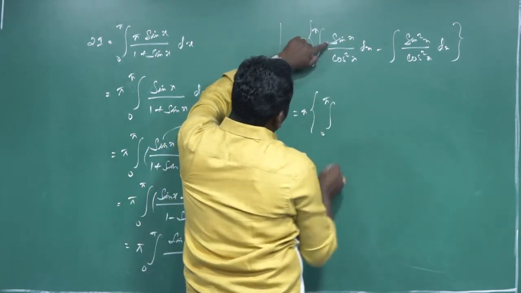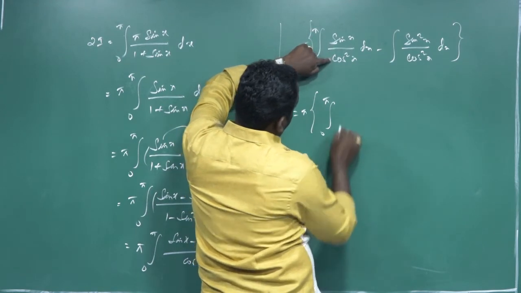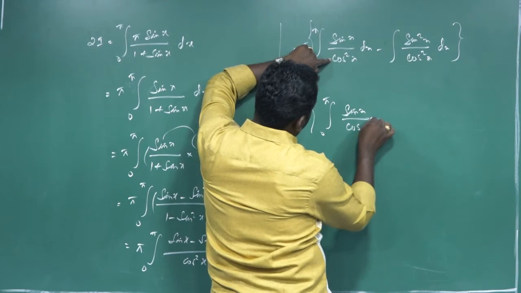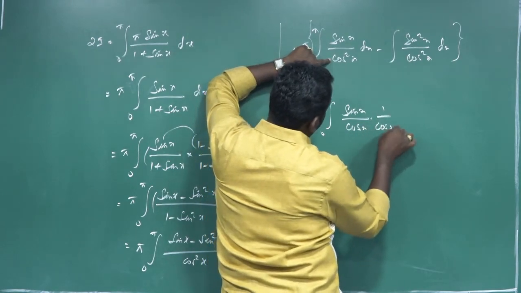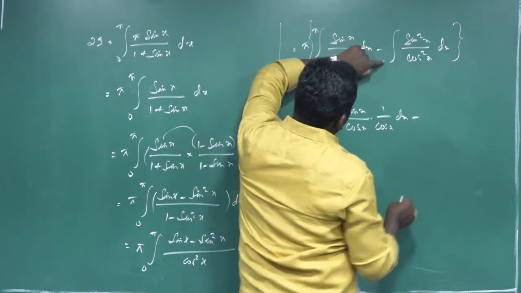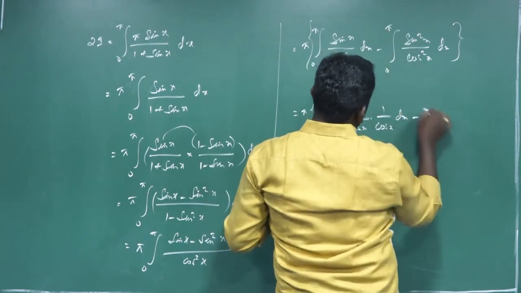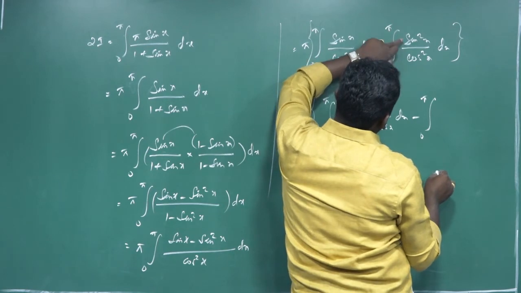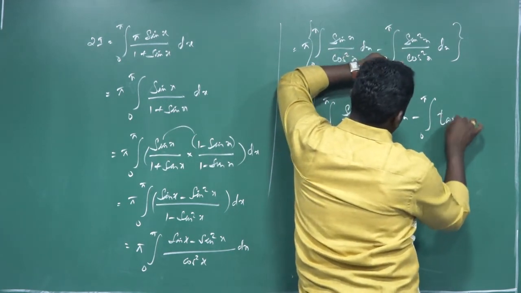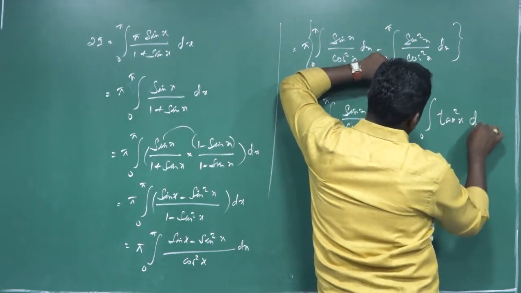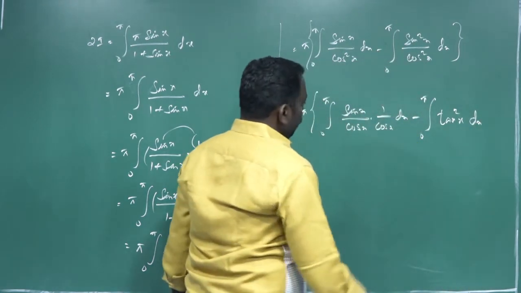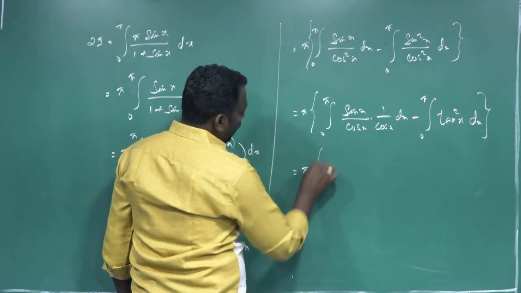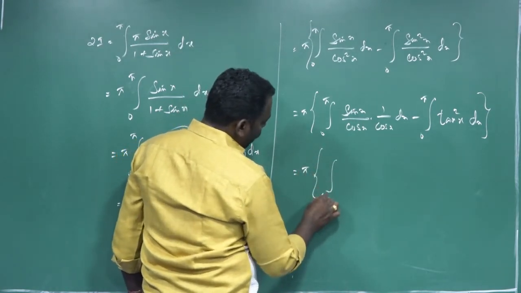That is equal to pi within the bracket of the integral from 0 to pi of sin x by cos x into 1 by cos x dx, minus the integration from 0 to pi of sin square by cos square, which equals tan square, tan square x dx, within the bracket.